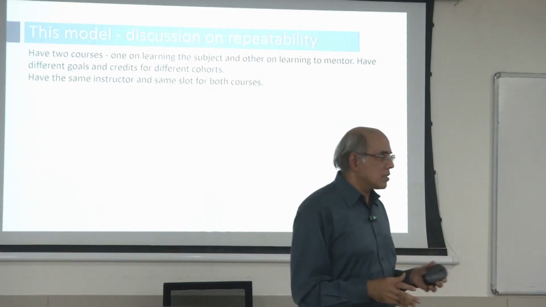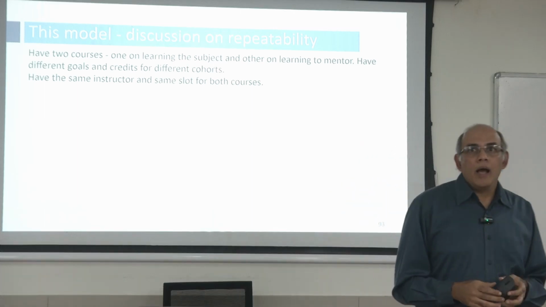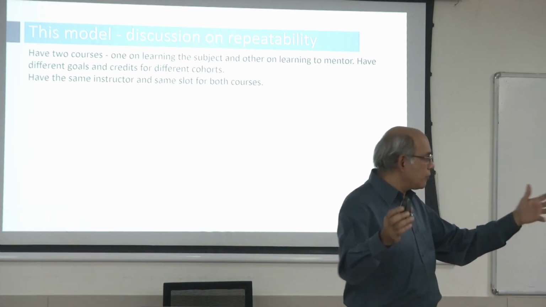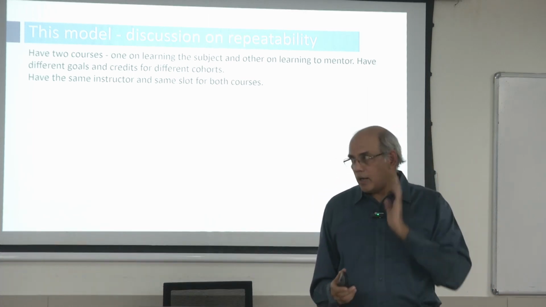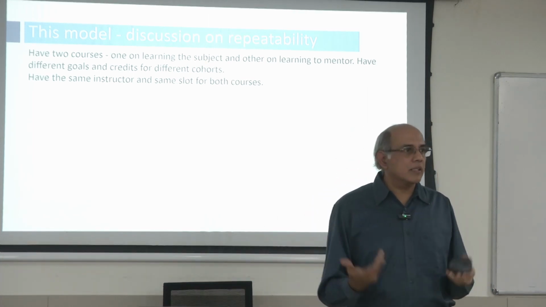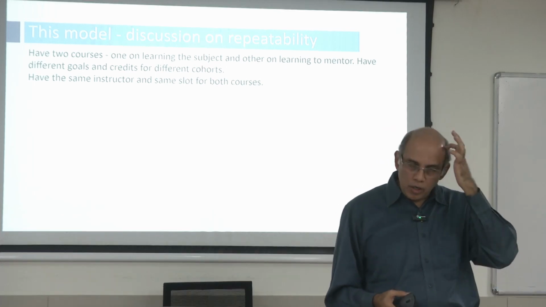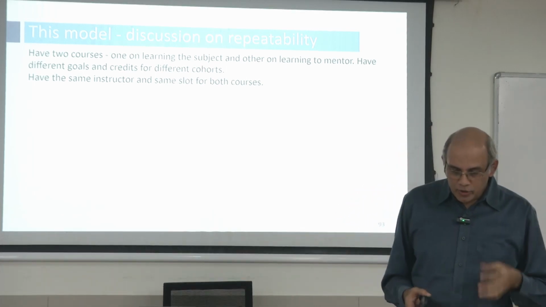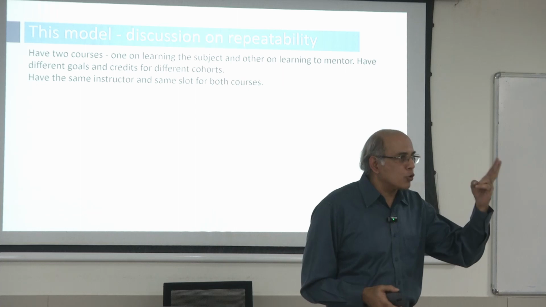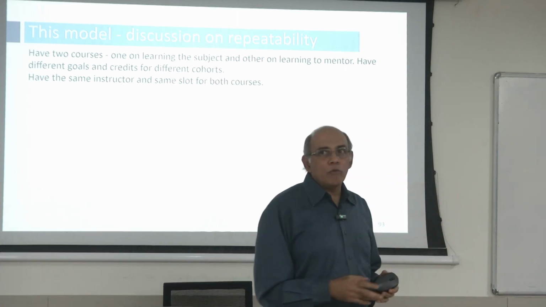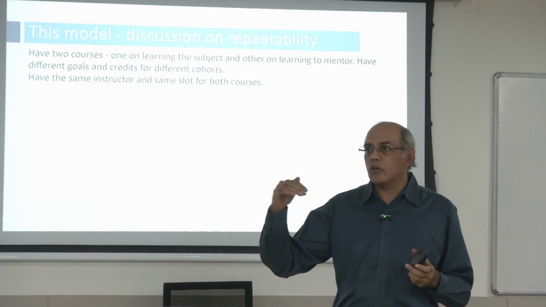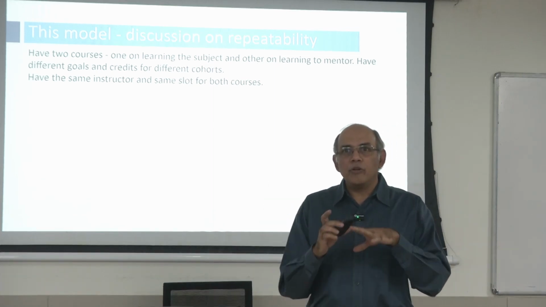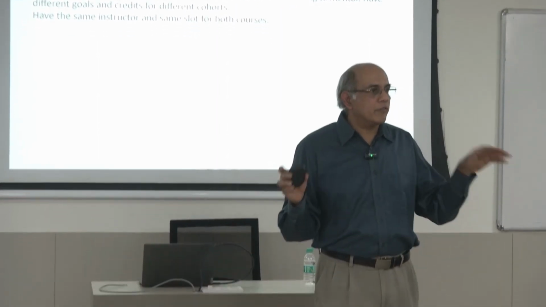So now this is nearly the end of the talk, and this is actually open for discussion from here on. So how to repeat this, how to make this model go beyond this one course? The idea is that we have two courses. One course is on learning the subject, and another course is on learning to mentor. And you have different goals and credits for different cohorts.